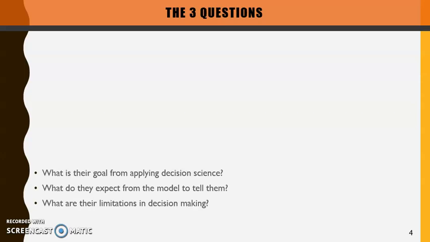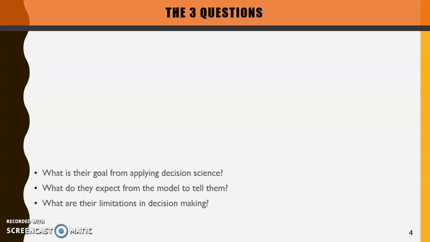Okay, like the previous one that we talked about, first to make sure we have understood the problem, we need to answer these three questions that we are seeing here. The first question, what is their goal from applying decision science? The goal is minimizing the total cost. What do they expect from the model to tell them? They expect the model to tell them how many gallons of product A and how many gallons of product B should be produced to meet this goal, that is minimizing the total cost. And the last question is, what are their limitations in decision making? We noticed that there is limitation in production because we have some orders, so we need to meet those orders, and also we have time limitations.